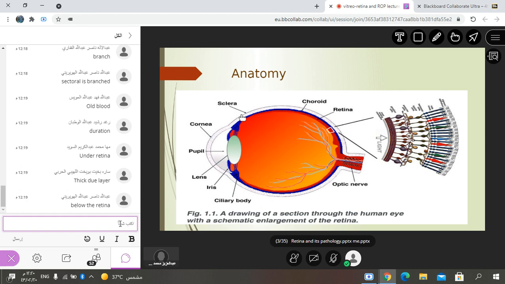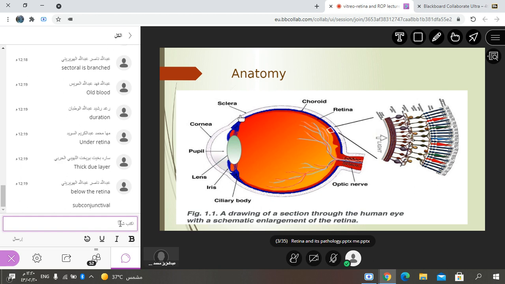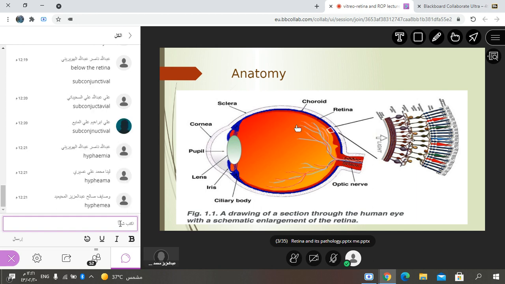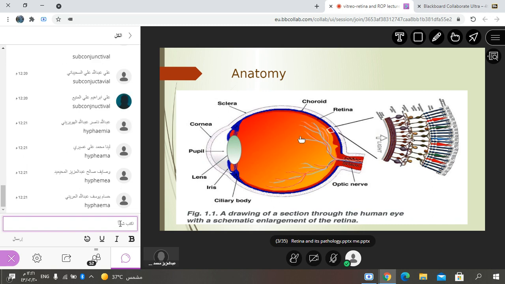What is it called if it is under the conjunctiva? Subconjunctival, excellent. If it is in the anterior chamber, what is the name of the blood that is present here? Excellent, hyphema. If the hemorrhage is coming here, in the vitreous space, what is it called? Excellent, vitreous hemorrhage.